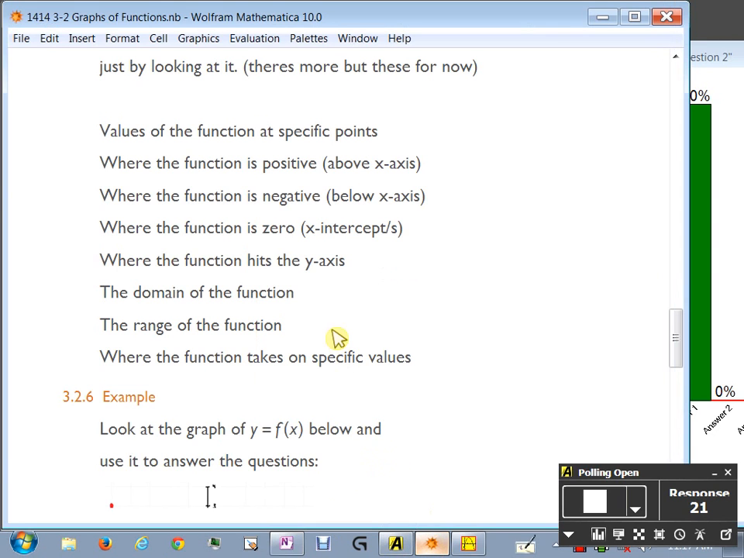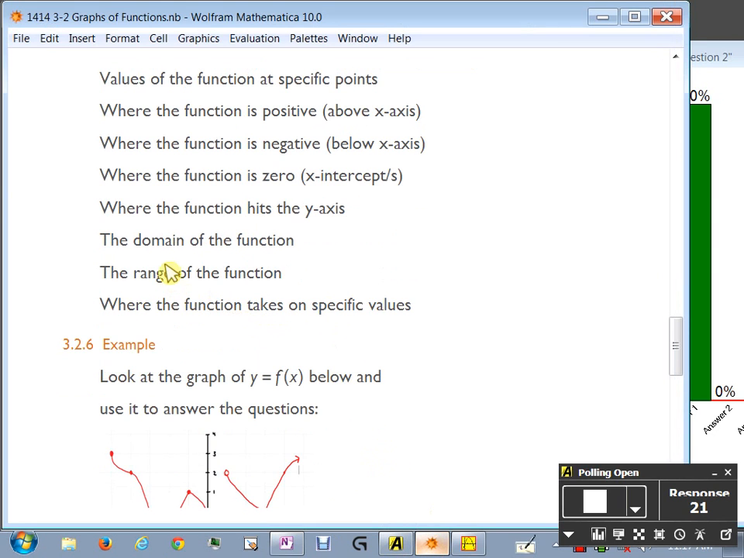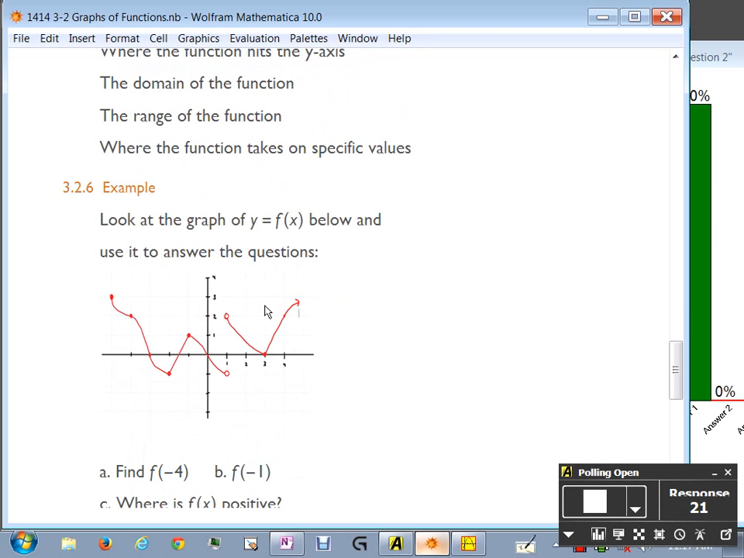You may have multiple x-intercepts. You can tell the domain of the function. That means you can tell all the values of x for which that function is defined. You can tell the range of the function, which is all the outputs, all the y values. You can usually tell where the function takes on specific values. So all of that information should be there if you have the graph. So the graph is key. If we know that, we know a lot.